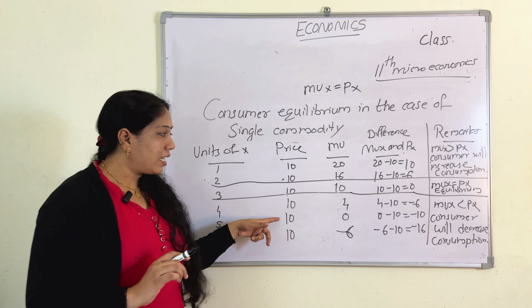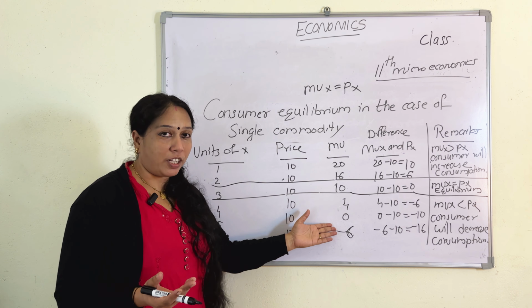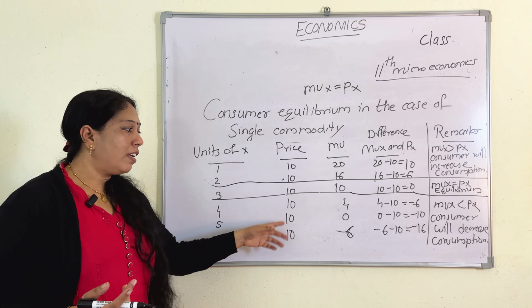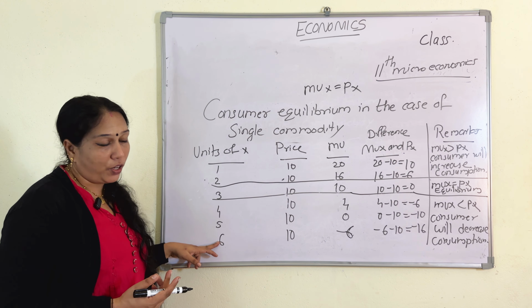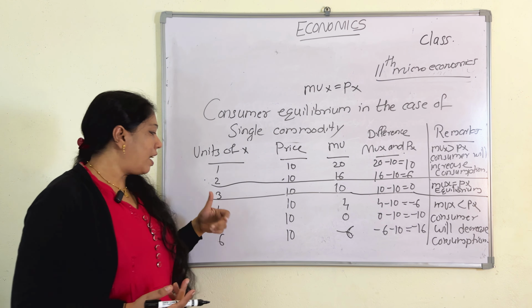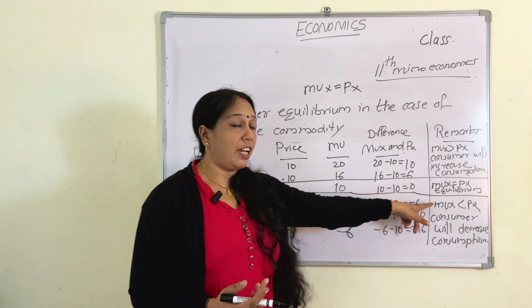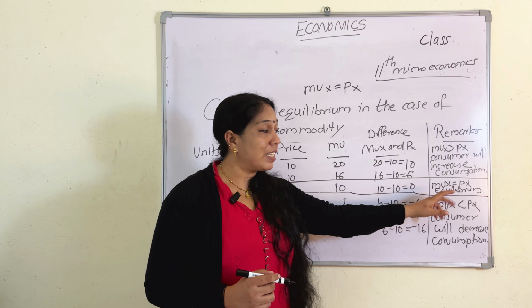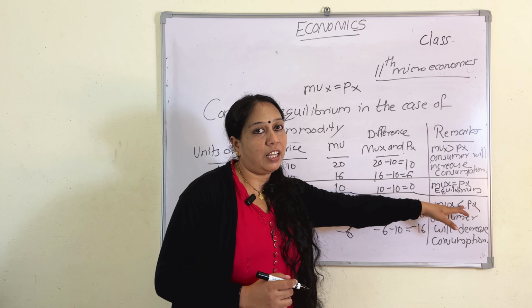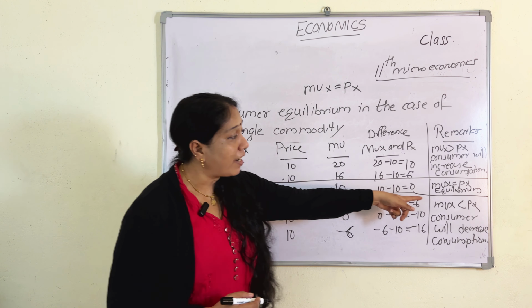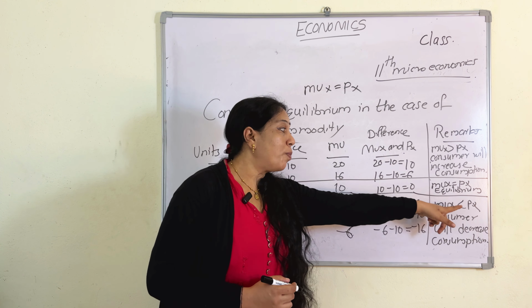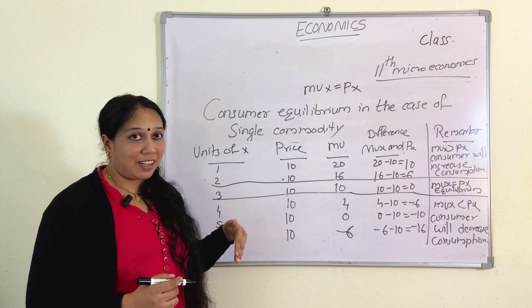4 only. Next 10, then no utility, no marginal utility, 0. Next 10, marginal utility is minus 6 at the 6th unit of commodity consumption. Okay, here at 4, 5, 6 you can see that marginal utility of X commodity is less than price of X commodity. That's why the consumer will decrease the consumption because the marginal utility is less compared to the price. So he will decrease the consumption.